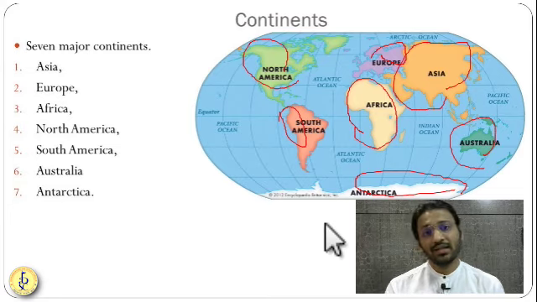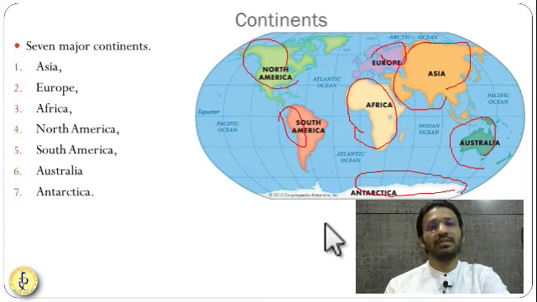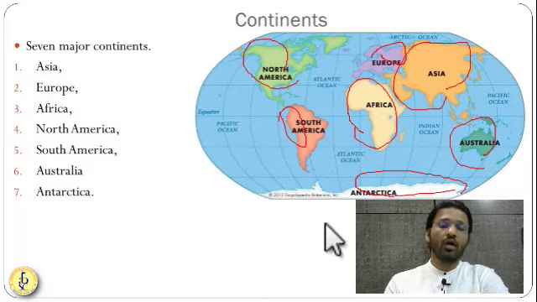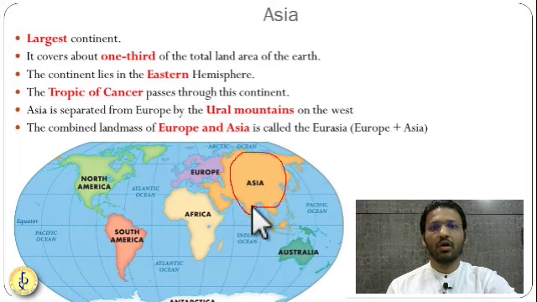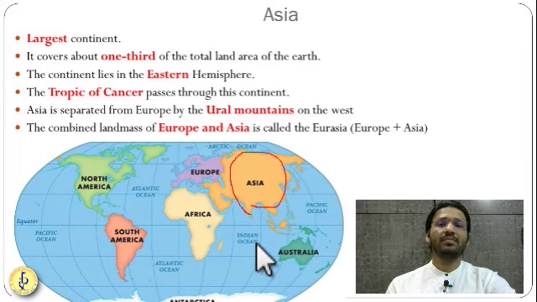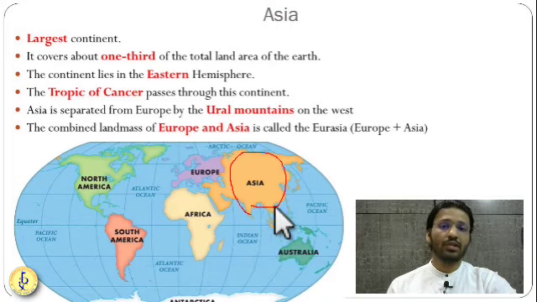Now let us understand the characteristics of these continents one by one. These characteristics can be asked in our exam, so definitely it is very important to remember them. The first important continent is Asia. Asia, you can see, is the biggest continent on the surface of the earth. It occupies one third of the total area. So it is a huge continent.